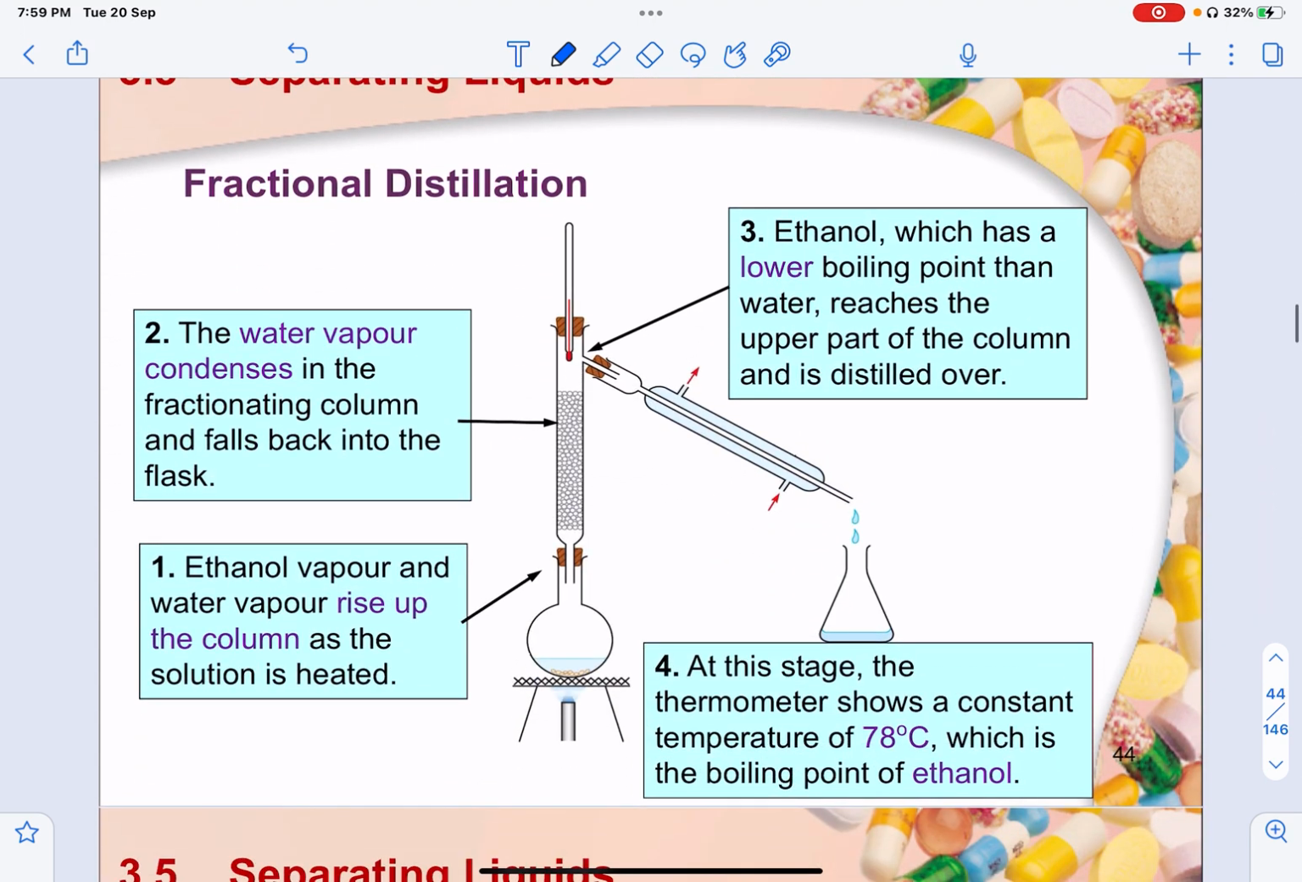Okay. So ethanol vapor will rise up the column as the solution is heated. The water vapor will first condense in the fractionating column and fall back into the flask. This is only in the event that the state is not ready yet, then of course you have the ethanol, which has a lower boiling point than water, to reach the upper part of the column, and then it's distilled over. So at this stage, the thermometer shows a more constant temperature of 78, which is the boiling point. So one way to decide this, right, is to check the boiling point, that it should be consistent.